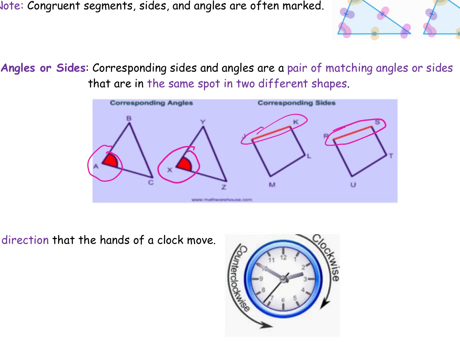Now, do the shapes have to be, how do I want to say this? The shape, this triangle here could be flipped the other direction, right? And these two angles would still be corresponding. They don't have to be facing the same direction. Does that make sense? So the angles could be facing and turned all weird, but still angle A and angle X would be corresponding. Okay?